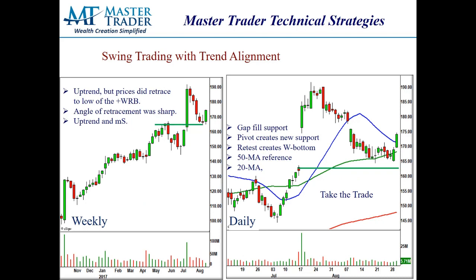Swing trading with the trend. Here on the weekly uptrend, prices are retraced back down to the bottom of this wide range bar. It's certainly not ideal, and it is definitely a concern. The angle of retracement was sharp. However, it's in an uptrend at minor support. Looking at that, the trend has to be our primary focus here in providing our bias.